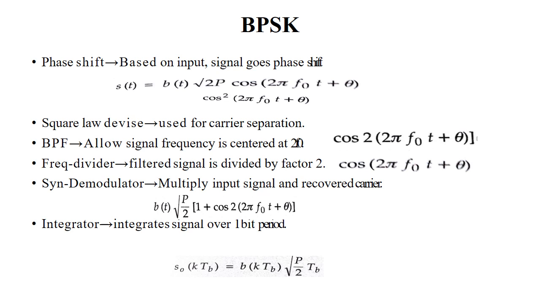The sync demodulator will multiply the input signal and the recovered carrier. The integrator will integrate the signal over the 1 bit period, that is S0 of kTb is equal to b of kTb root of P by 2 into Tb. So this is the BPSK signal output.